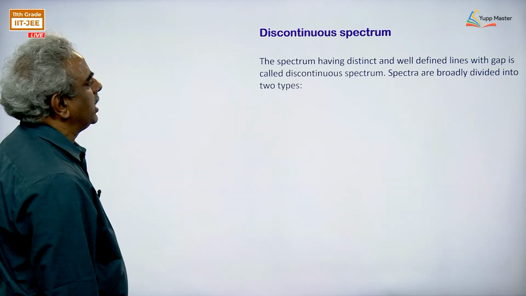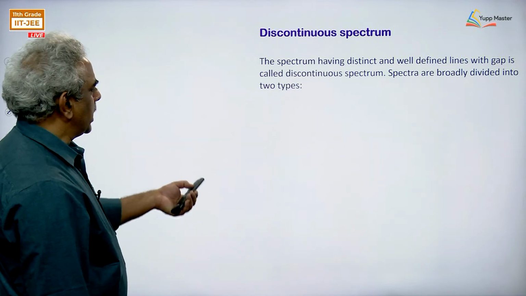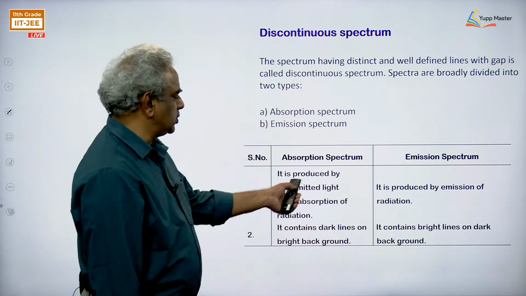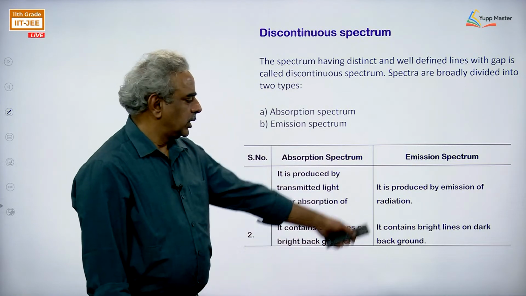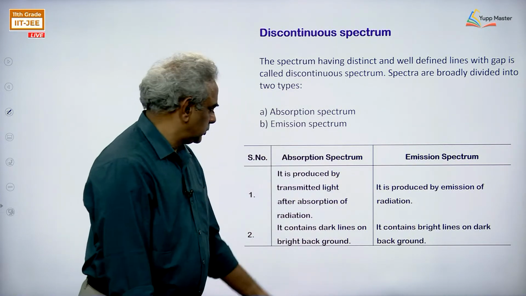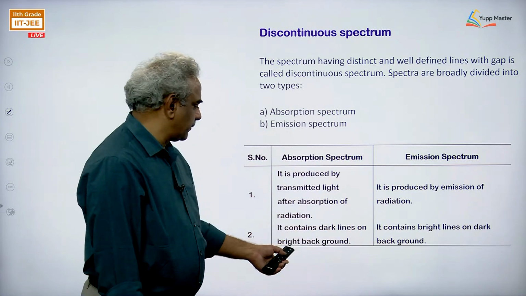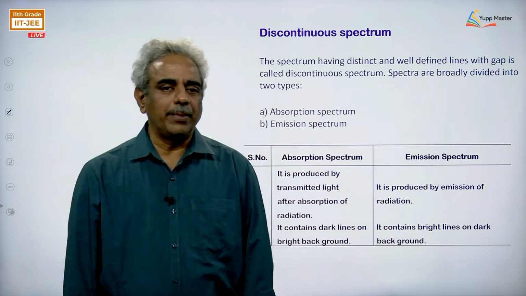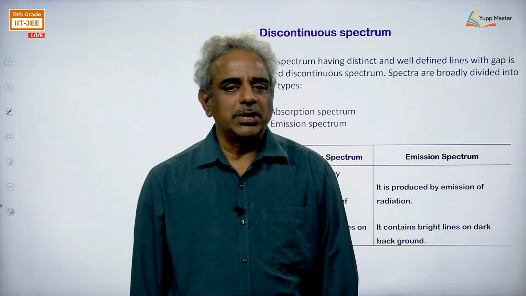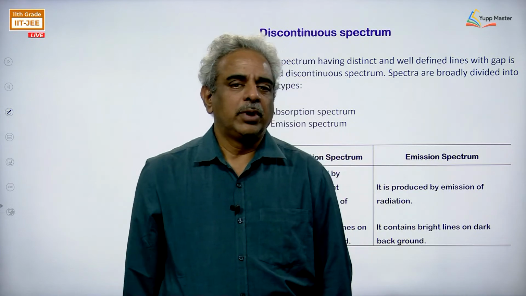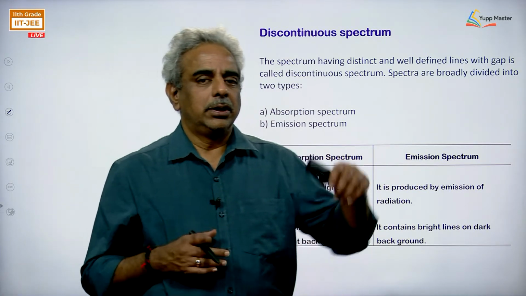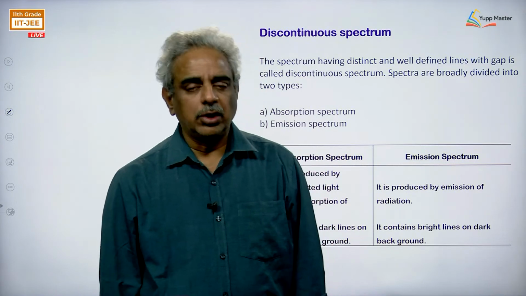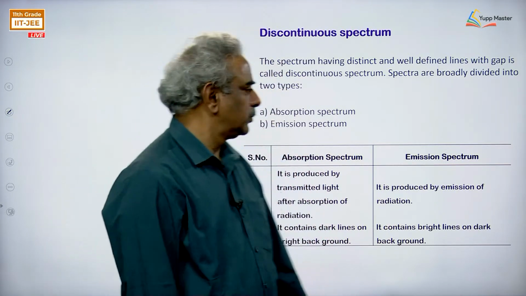Spectrum having distinct and well defined lines with gaps is called discontinuous spectrum. Two types: absorption spectrum, emission spectrum. Absorption spectrum is produced by transmitted light; emission spectrum by emitted radiation. Absorption spectrum contains dark lines, bright background. Emission spectrum contains bright lines, dark background. Absorption spectrum is due to absorbed light. The entire photographic plate will become bright except one or two places where it remains dark due to missing radiations which were absorbed by the sample. That also we will see.